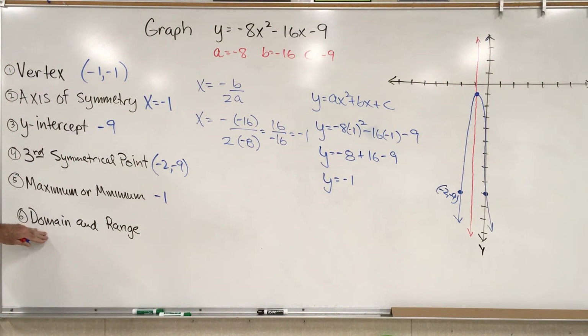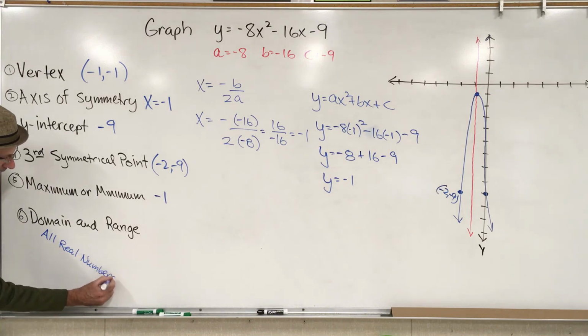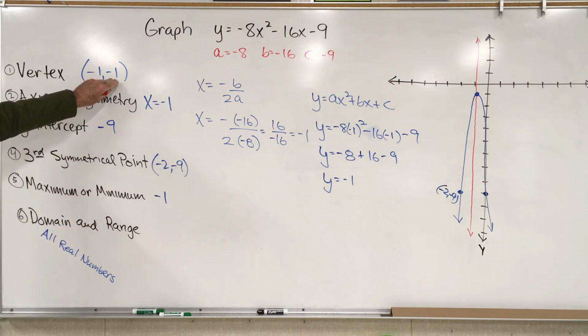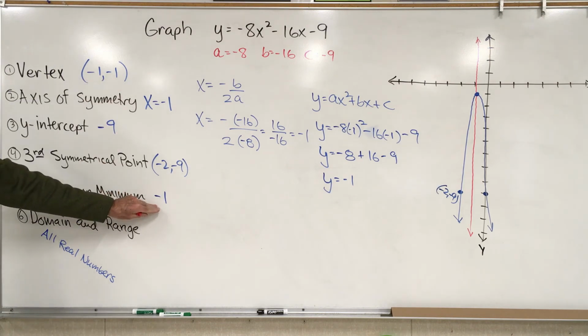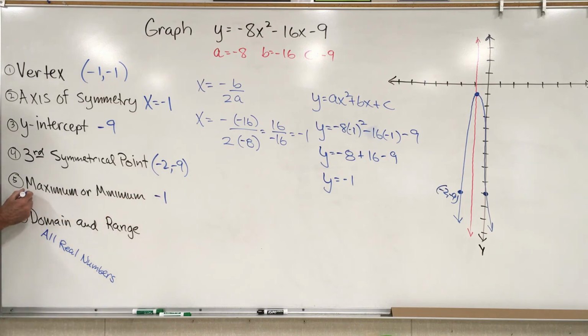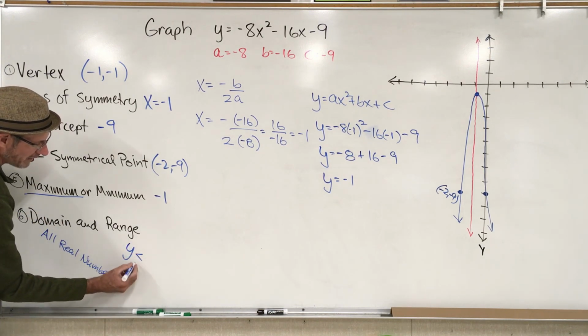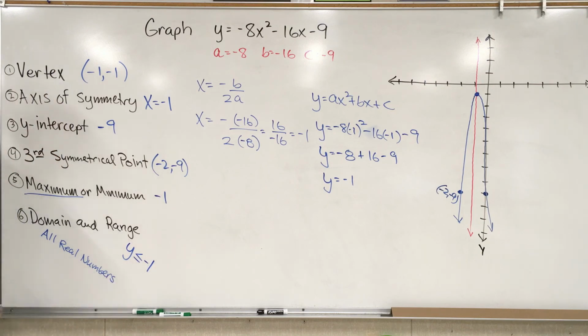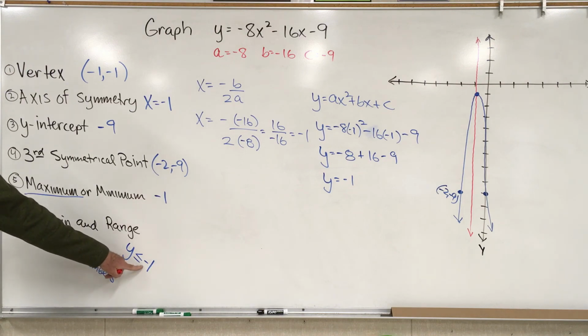And then finally, my domain and my range. The domain is all real numbers. And for my range, the y-coordinate of the vertex, or the minimum and maximum, helps me out. In this case, remember, this is the maximum. So my range, if I think of all the y-coordinates that could possibly be on any point on that graph, I'm never going to have a y-coordinate that is greater than negative 1. So my range is y is always less than or equal to negative 1, because every y-coordinate of every point on my parabola will be negative 1 or less.